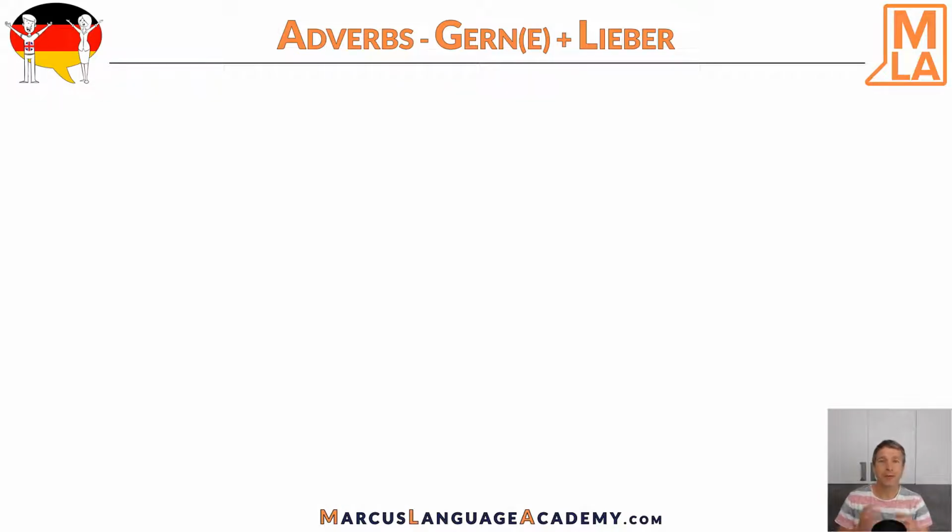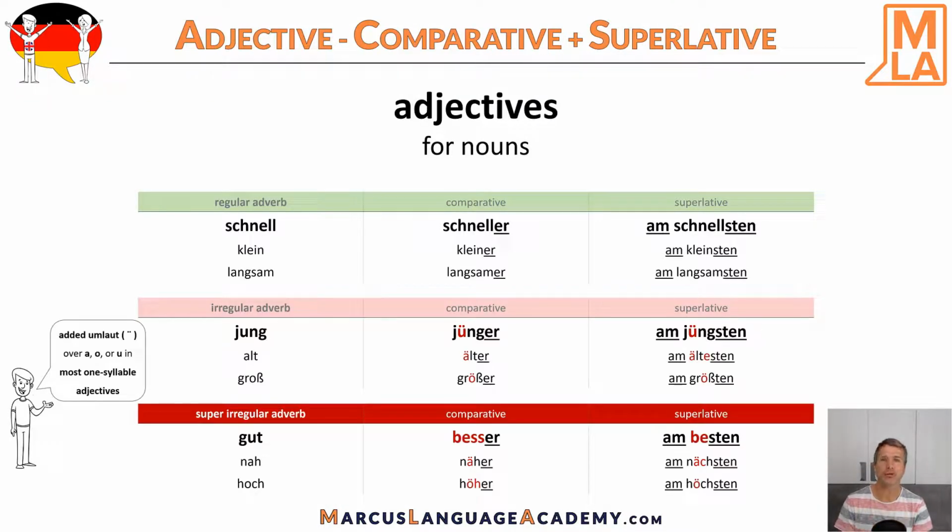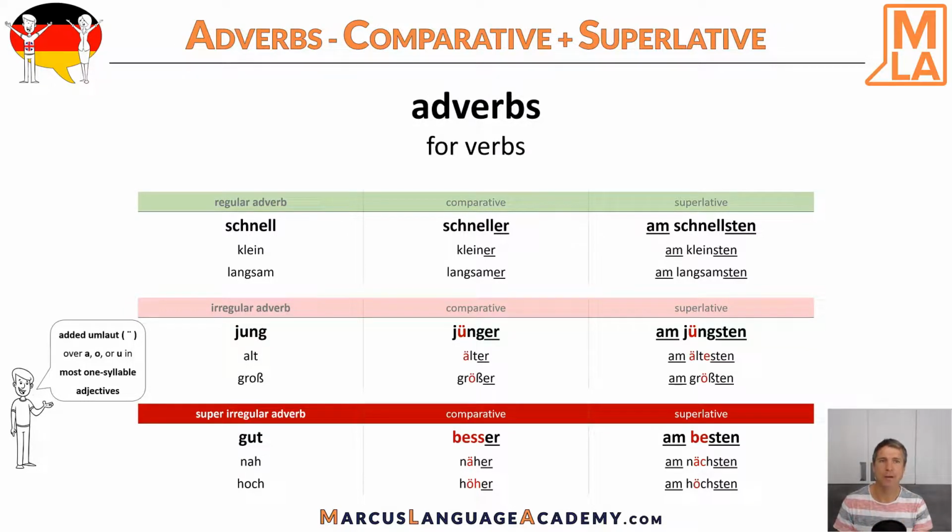But before we get right into it, I would like to briefly show you the table from my last video. Here we learned how to form the comparative and superlative of adjectives. And as always in German, there are regular and irregular adjectives. Now the interesting thing is that adjectives are meant for nouns. And all adjectives can also be adverbs, so they are used for verbs. But there are also some words that can only be adverbs.